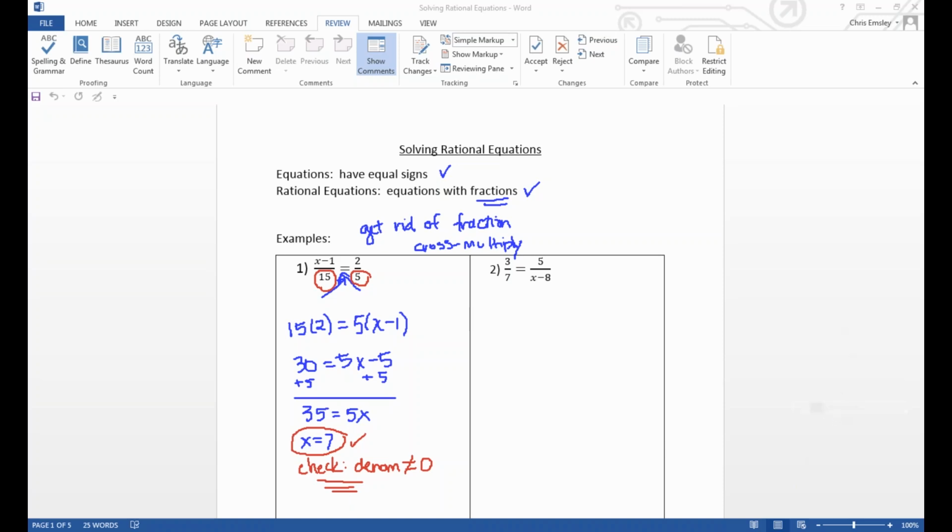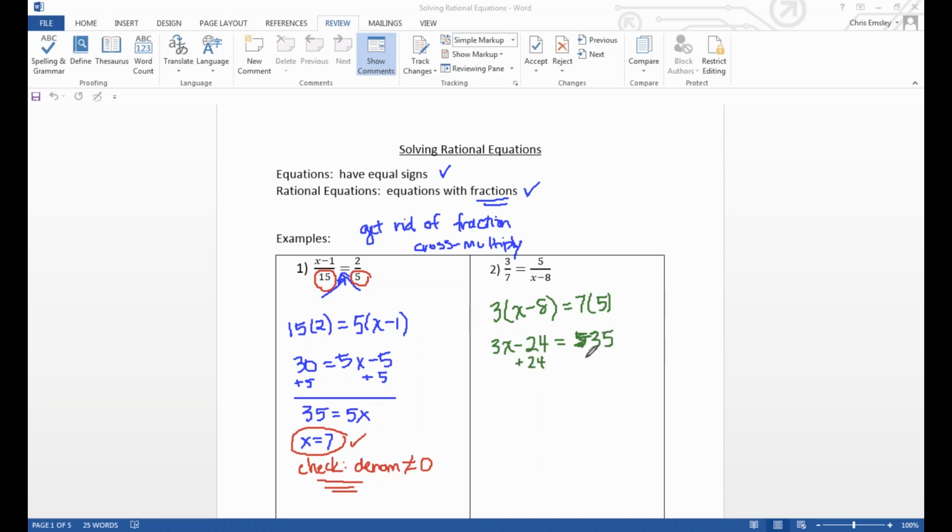Okay, let's do another one. This example number 2, same thing. Single fraction on the left, single fraction on the right, so we can cross multiply. 3 times x minus 8 equals 7 times 5. Again, it doesn't matter which direction you go when you cross multiply. We will distribute here and get 3x minus 24, and that's equal to 35.